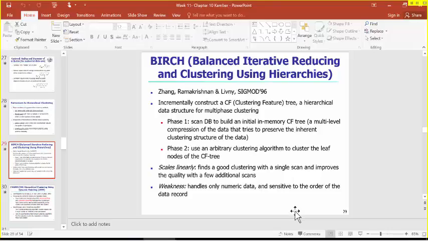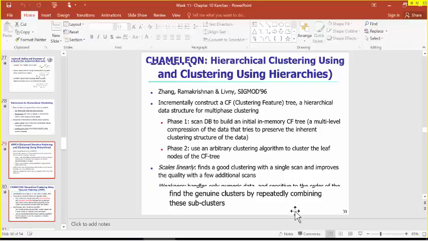The advantage is that it scales linearly, but the weakness is that it handles only numeric data and is sensitive to the order of the data records.